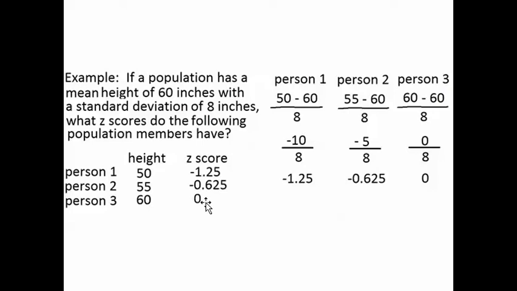So these are the z-scores of the three people. We've just taken these three heights and changed them to z-scores. So I hope that this makes it clear that each person has both a data value and a z-score that goes along with the data value. The z-score just shows the number of standard deviations that the data value falls below or above the mean.